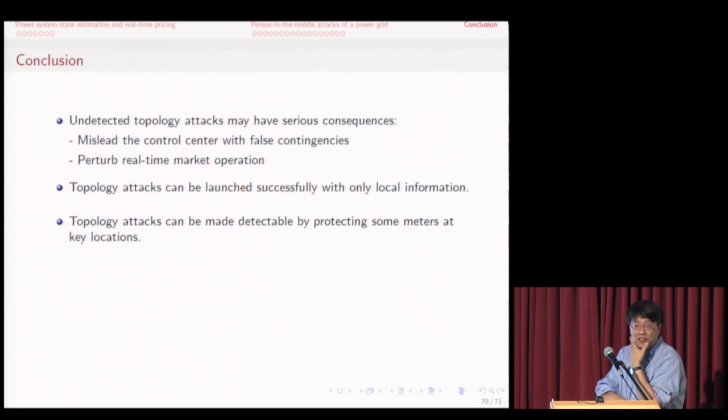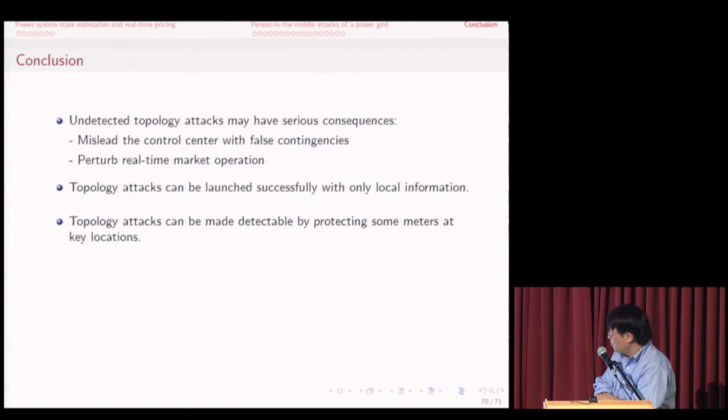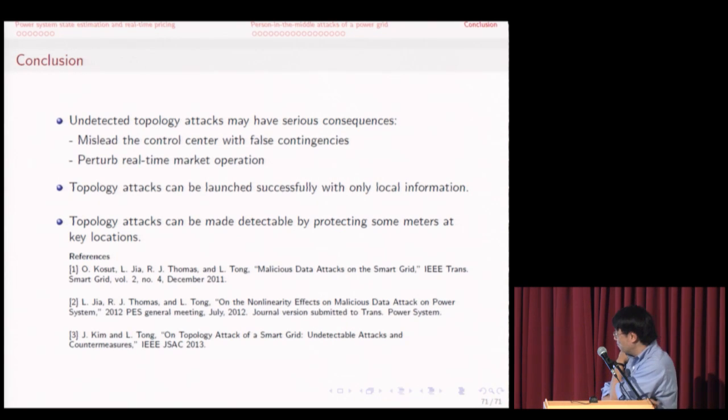Some of the attacks can be launched by very simple mechanisms, using only local information. And these kinds of topology attacks can be made detectable, only in the asymptotic sense, by implementing extra security measures. Essentially what's needed is that when data from a particular sensor is sent to the control center, it needs to be authenticated. It needs a little bit of extra information to make sure that the data you have are not tampered with. There is some reference that we have done. So thank you.